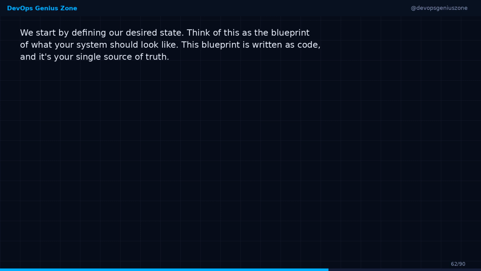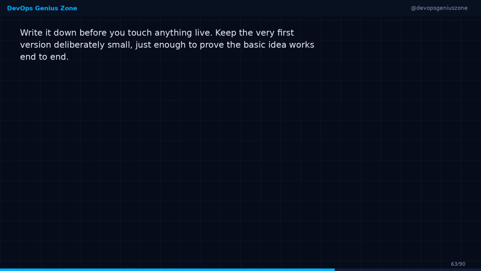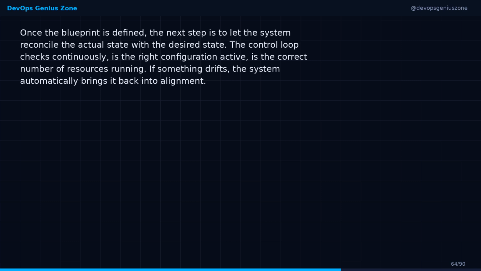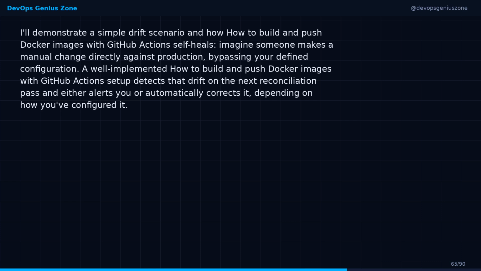Once the blueprint is defined, the next step is to let the system reconcile the actual state with the desired state. The control loop checks continuously: is the right configuration active, is the correct number of resources running. If something drifts, the system automatically brings it back into alignment. I'll demonstrate a simple drift scenario and how to build and push Docker images with GitHub Actions self-heals. Imagine someone makes a manual change directly against production, bypassing your defined configuration. A well-implemented how to build and push Docker images with GitHub Actions setup detects the drift on the next reconciliation pass and either alerts you or automatically corrects it, depending on how you've configured it.